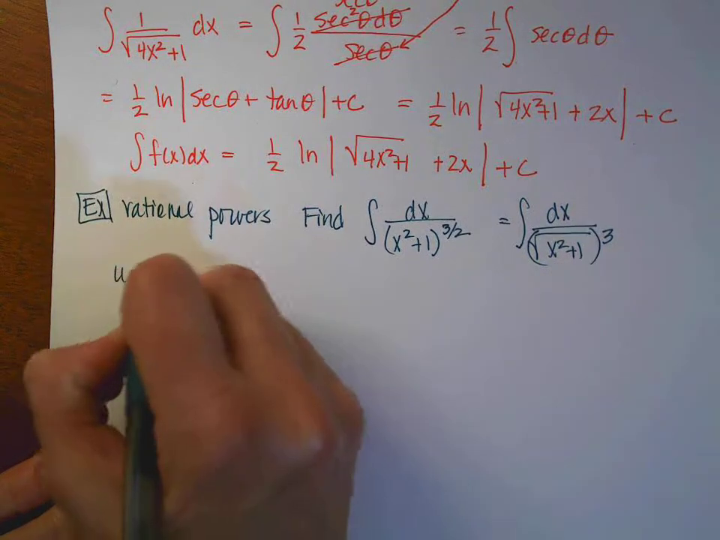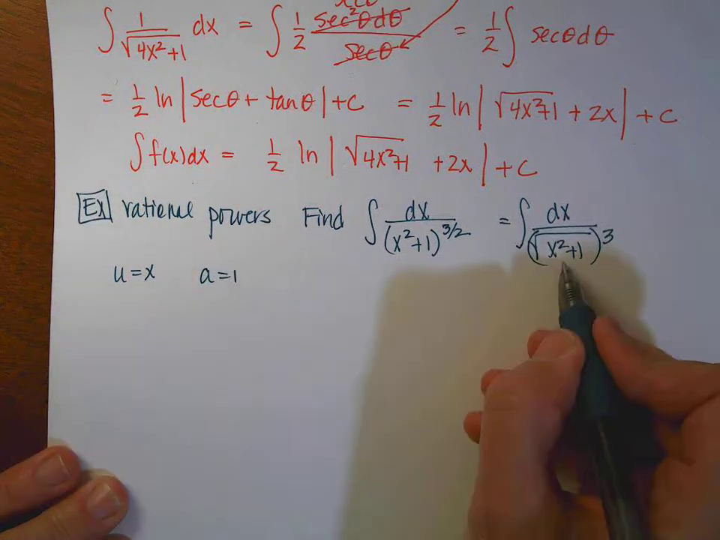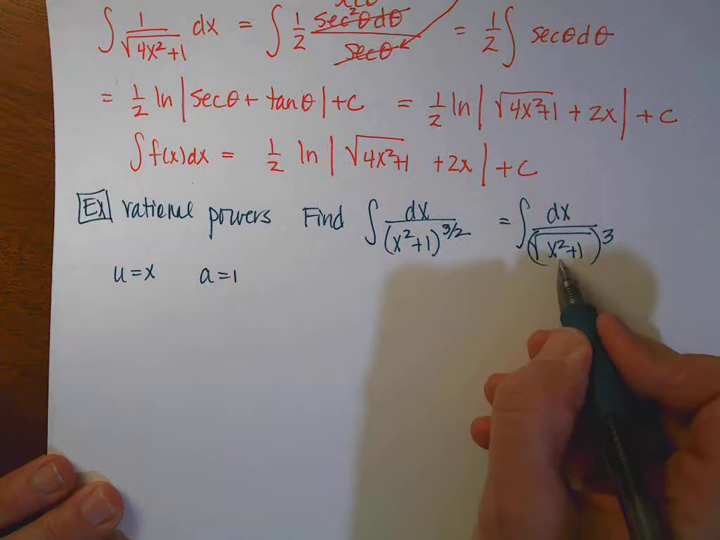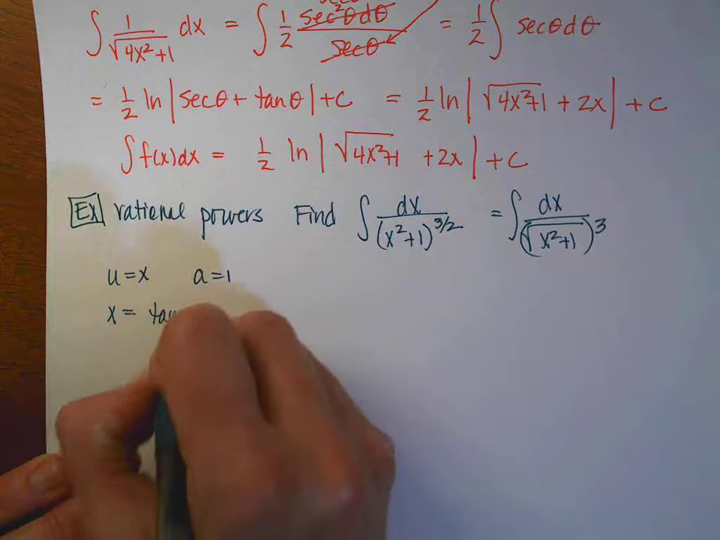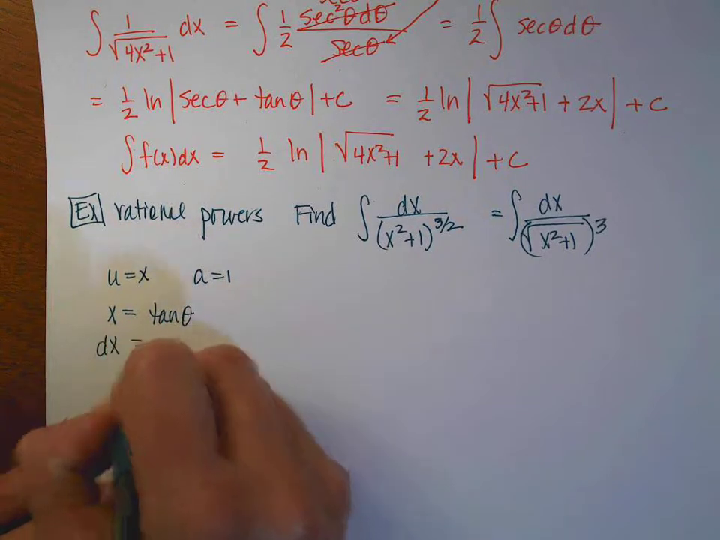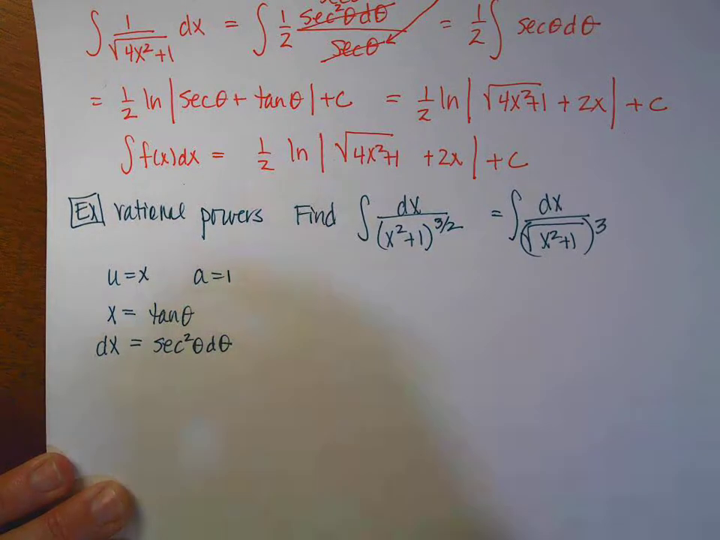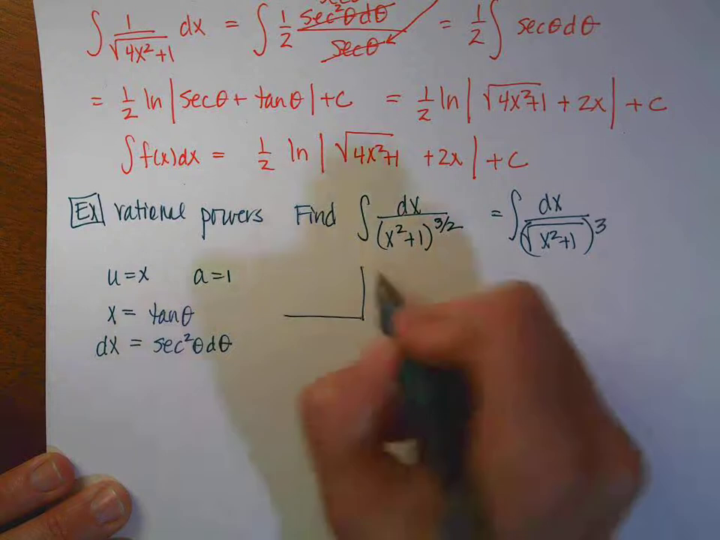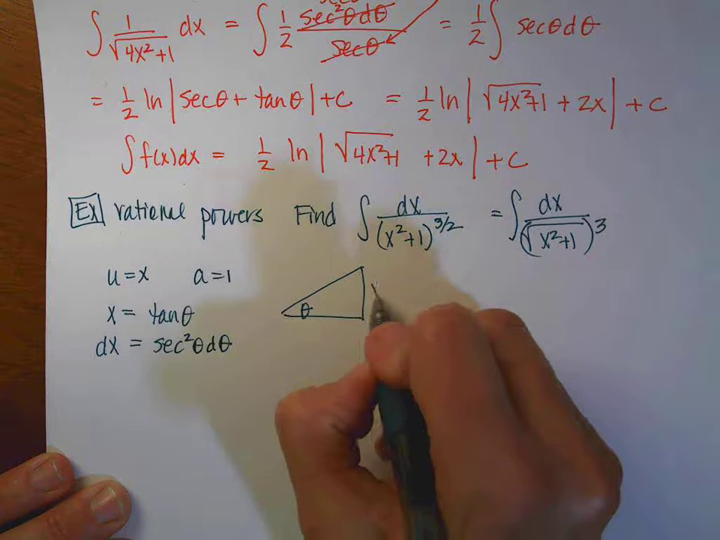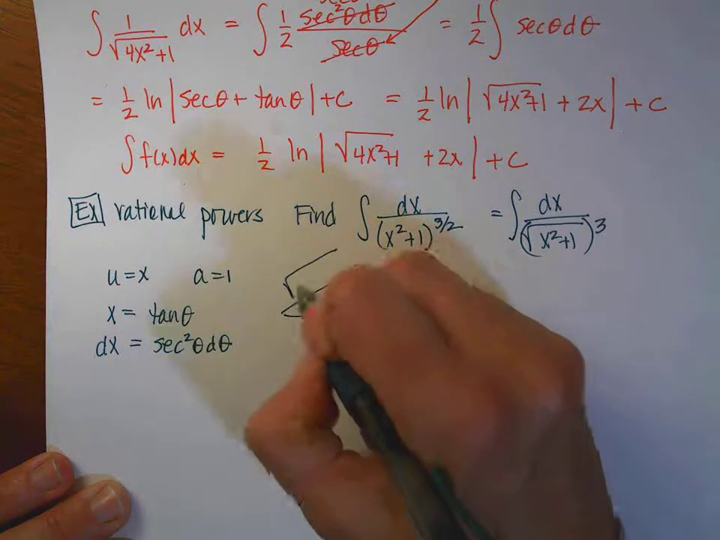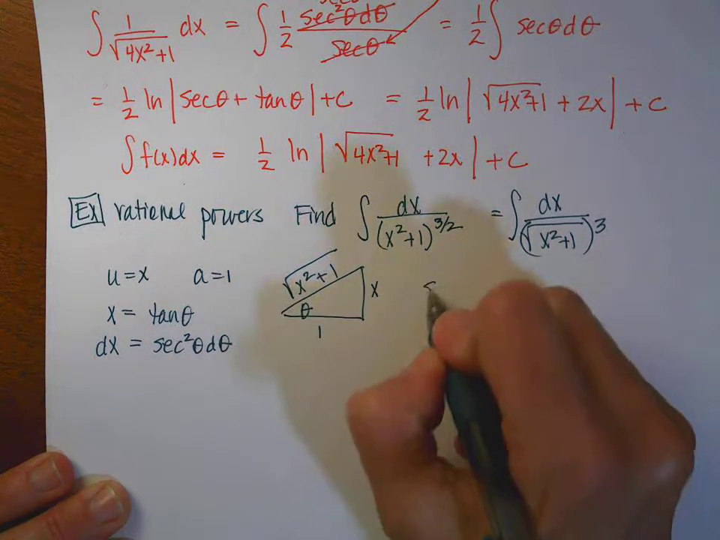Again, notice this is u squared plus a squared, so u is going to equal x, a is going to equal 1. And then I'm going to say, because this is true, you have to remember the things that I showed you at the beginning of the video. Then I'm going to get x is equal to the tangent of theta, dx is going to equal secant squared theta d theta. And then I'm going to draw my handy-dandy little triangle right here. There's theta. And then tangent of theta is y over 1. And so then here's my square root of x squared plus 1.